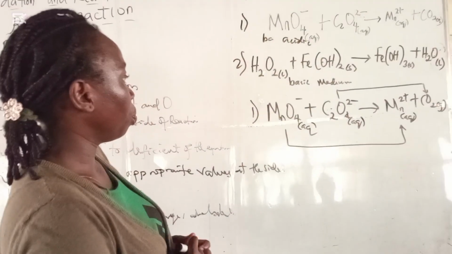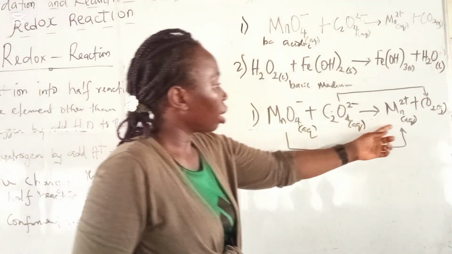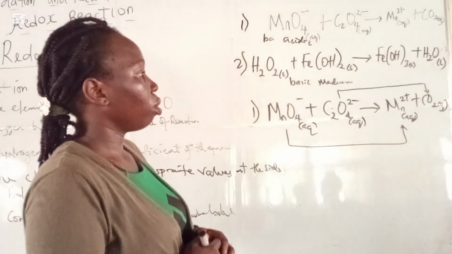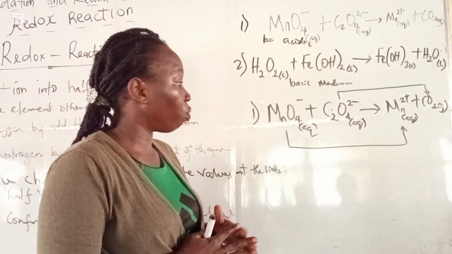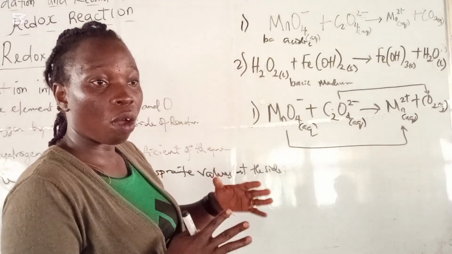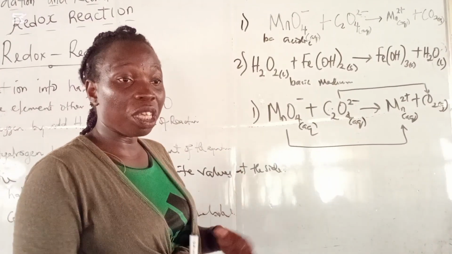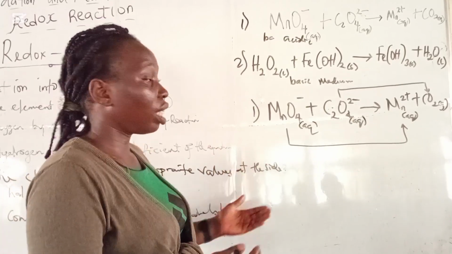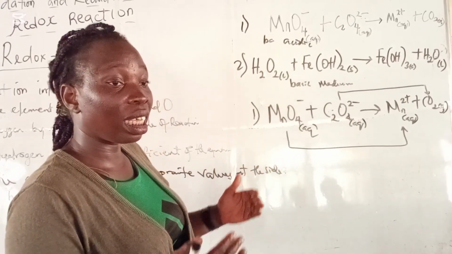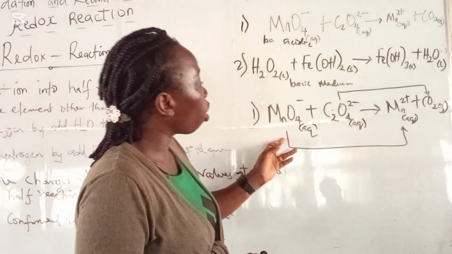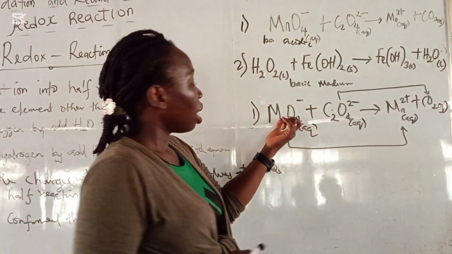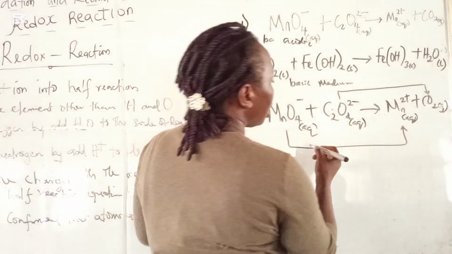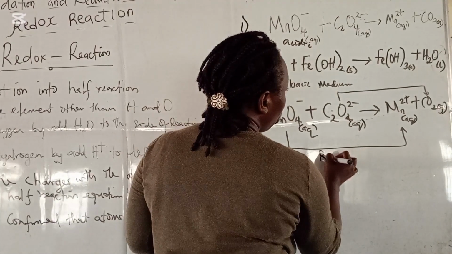What has happened from here to here? Is it oxidation or reduction? We know the definition of reduction and we know the definition of oxidation. Reduction means loss of oxygen atoms, and oxidation means gain of oxygen atoms. So if you move from here to here, you see that manganese has lost its oxygen atoms. Therefore, here we call it reduction.